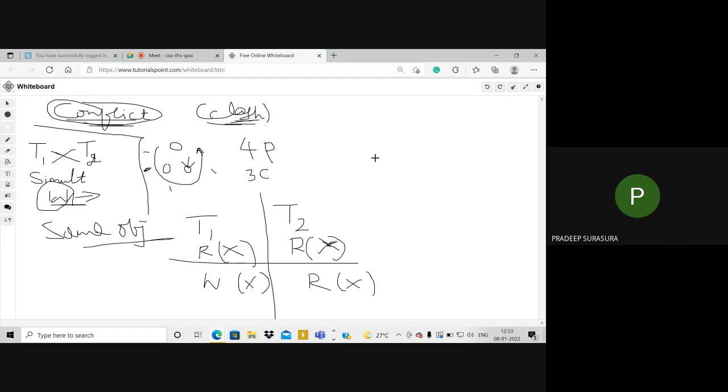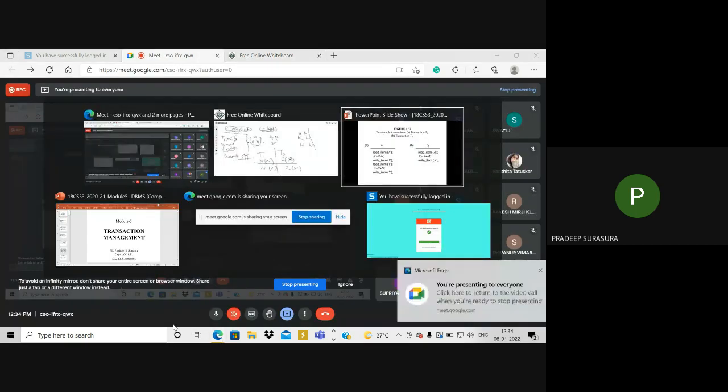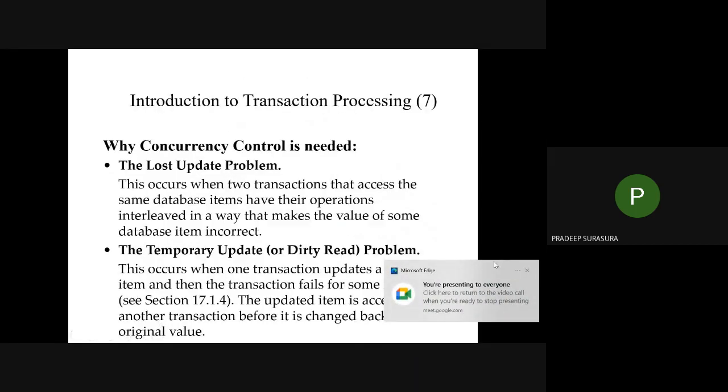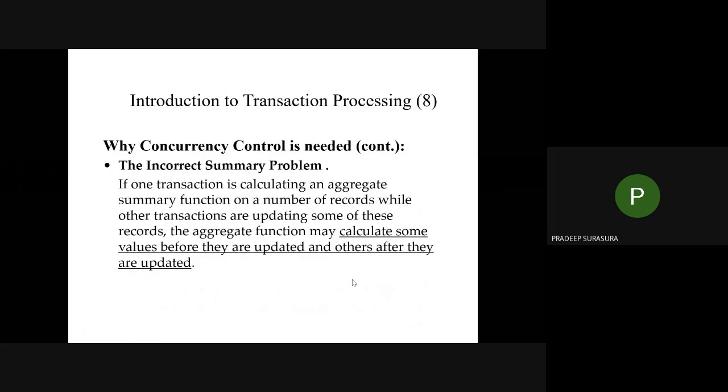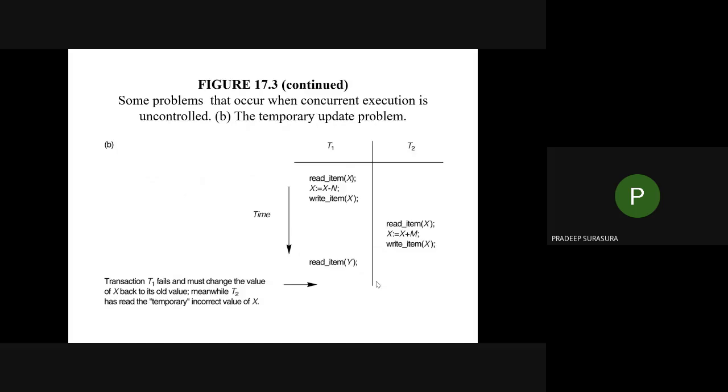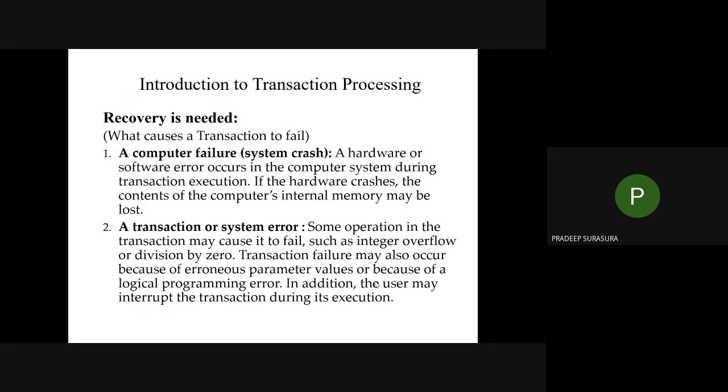So you have three problems associated with this: write-read problem, read-write problem, and write-write problem. These three types of anomalies we normally call transaction anomalies. They are termed in another way, as you see here: the lost update problem, the temporary update or dirty read problem, and the incorrect summary problem. We will try to understand each one of them.